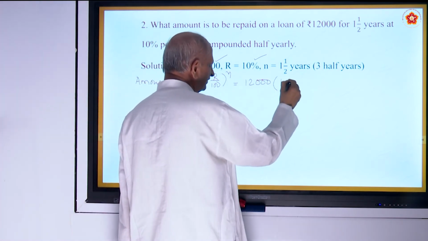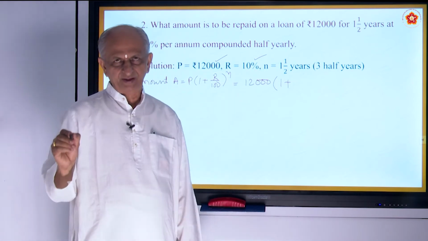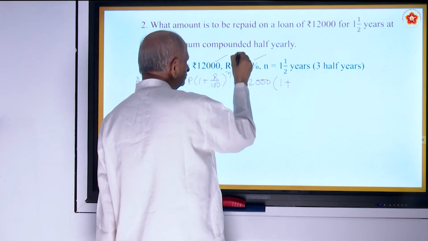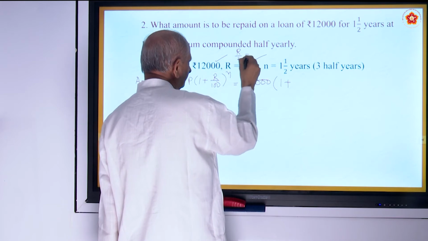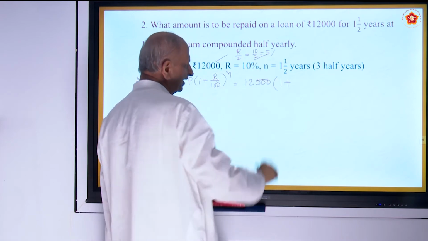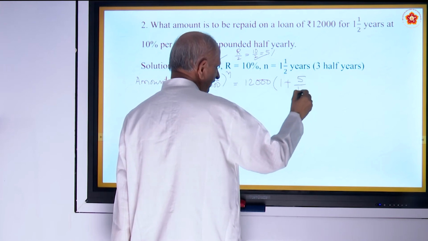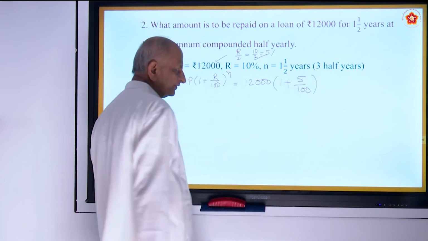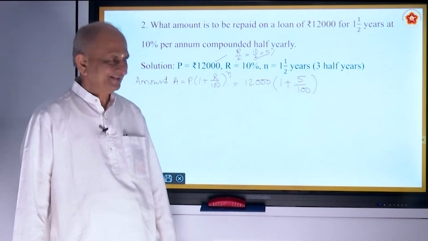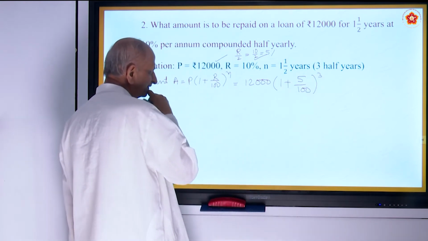Into 1 plus, here R is 10%. When you are calculating for half year, you have to make half of it. That is 10 by 2. So here R by 2 becomes 10 by 2, that is 5%. That is for half yearly calculation, always like that. So 5 by 100, 3 half years. 1.5 years means how much? 3 half years. So you have to make a cube here. N becomes 3 in this case.